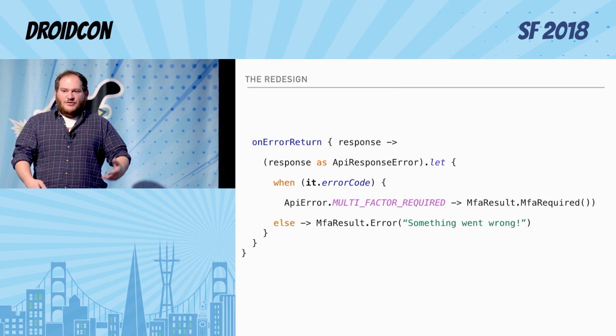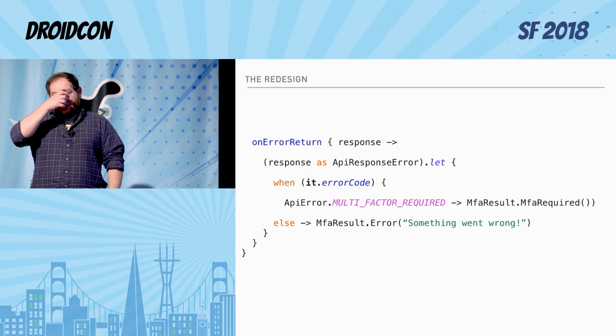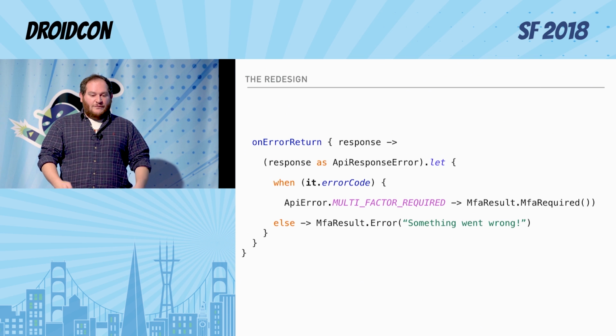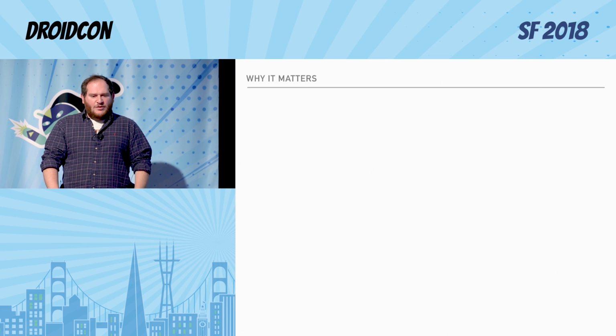So this was great, right? This was really good. The lesson here is use Kotlin, but this was really great for us. But the issue is why it really matters, right?